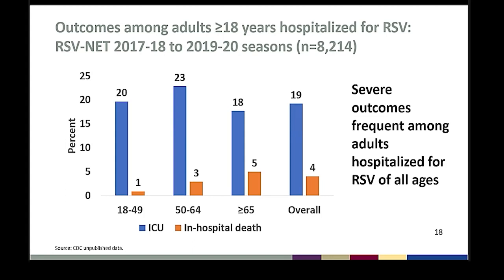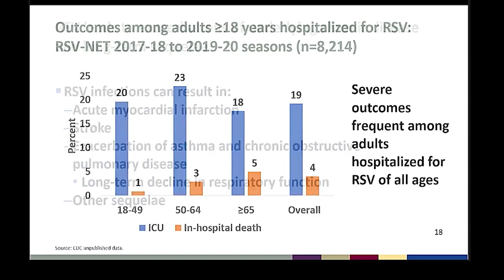The mortality was highest in those 65 years and older at 5%. However, note that the proportion admitted to the ICU was high even in younger patients ages 18 to 49, likely reflecting that younger patients hospitalized with RSV are likely to have underlying conditions that make them more vulnerable to severe outcomes. Next slide.